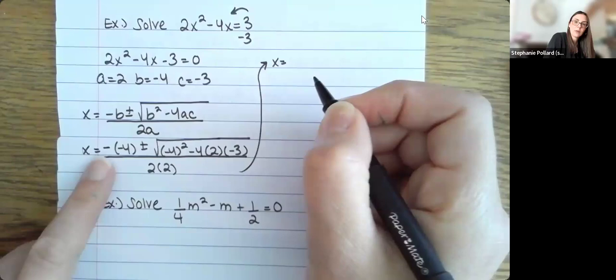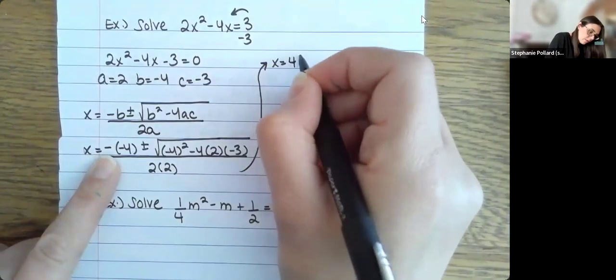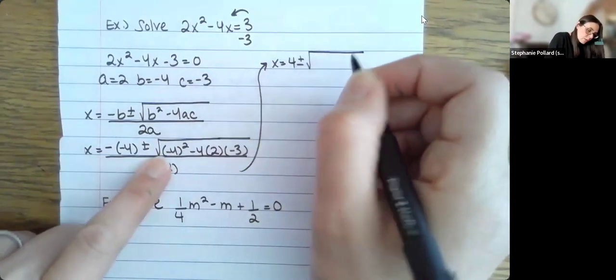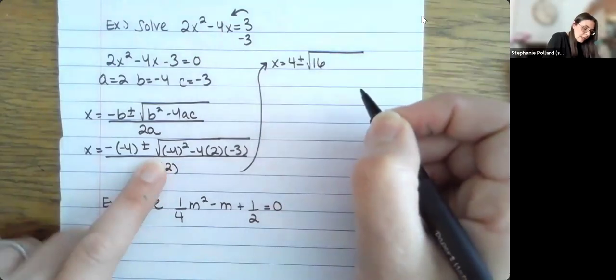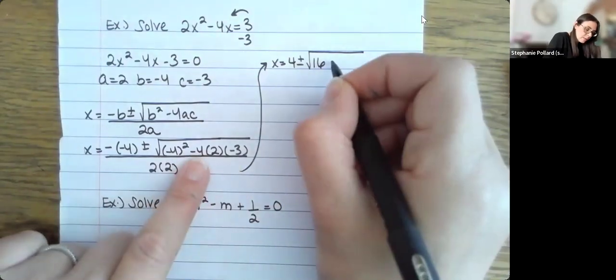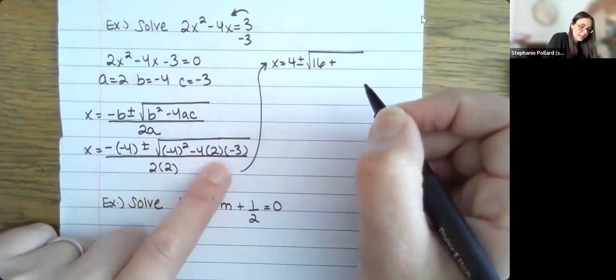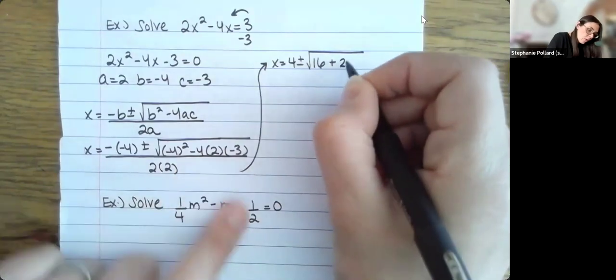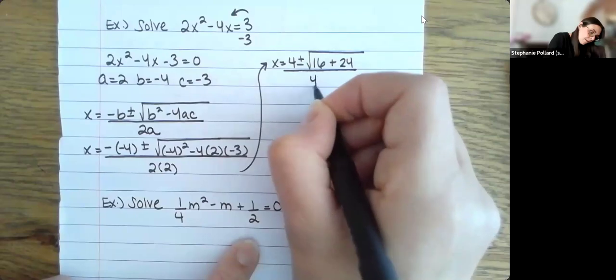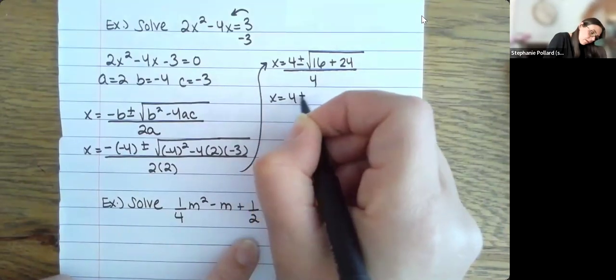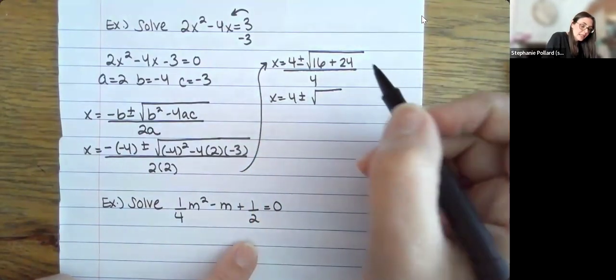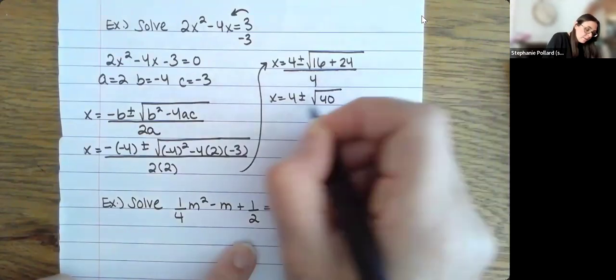All right, my negatives there will cancel. I have +4. -4 squared is +16. Here, those two negatives will also cancel and be positive. I have 4 times 2 is 8, times 3 is 24. Let's see, 16 plus 24 is going to be 40.